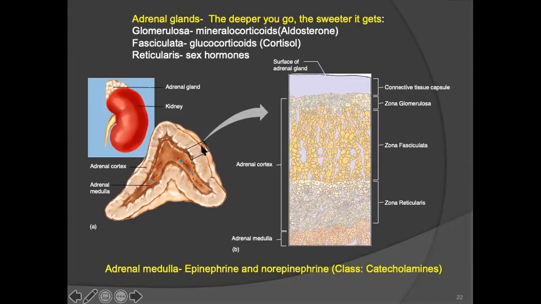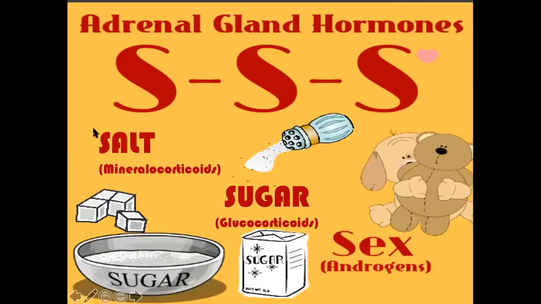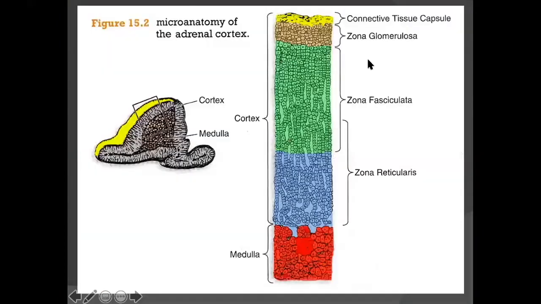Now, when we're looking at the cortex, the thing that I've always used to remember this is GFR. And you'll understand that later in the semester. But it's the deeper you go, the sweeter it gets. So as we're looking at these 3 layers, from superficial to deep, we have the salt layer, the sugar layer, and then the sex layer. I'm not going to ask you about the capsule, but the zona glomerulosa, zona fasciculata, zona reticularis. Then you get to the medulla. So that's salt, sugar, sex.